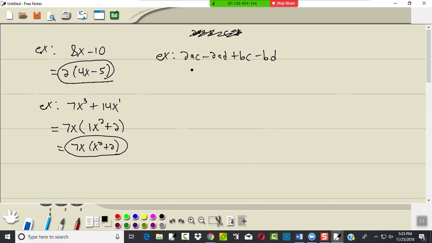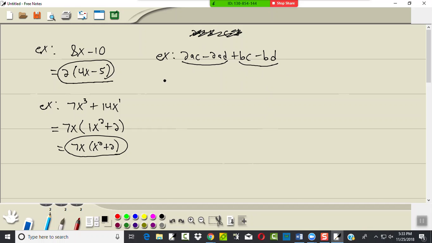First off, we look for the GCF. We always look for the GCF, and there isn't any. This is 4 or more terms, so the only method to really try is factoring by grouping. Now, factoring by grouping, we group the first 2 terms together, and we group the last 2 terms together. Then you look at each of these separately.